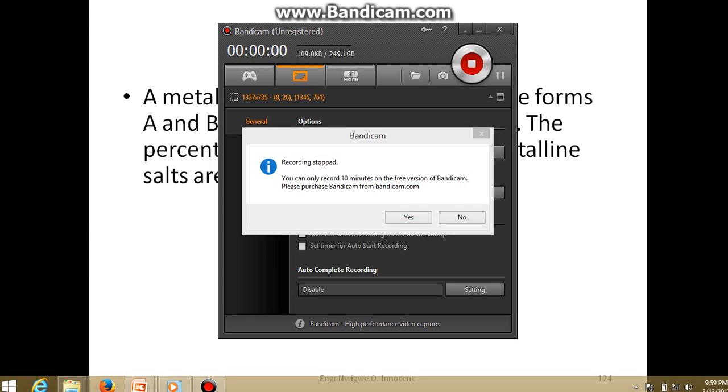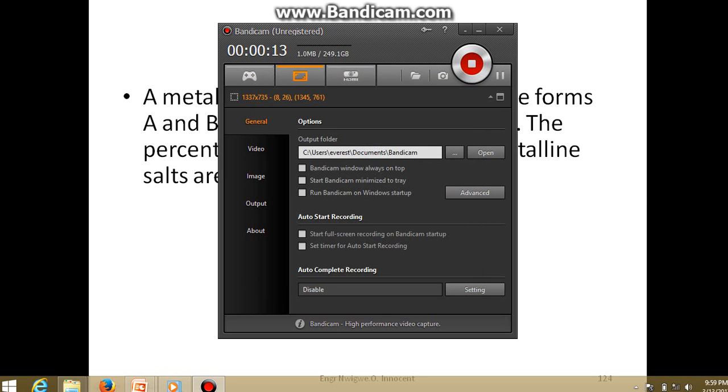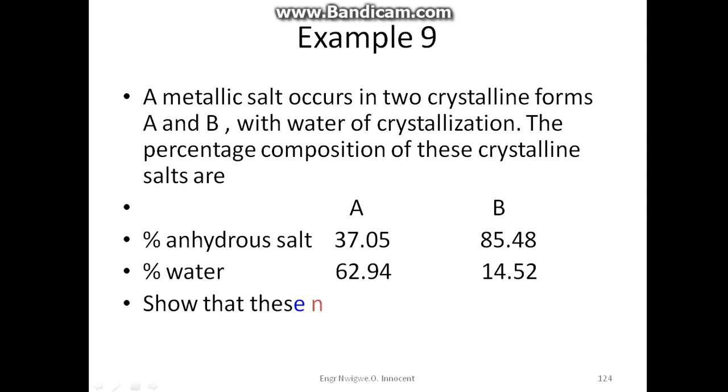Percentage of anhydrous salt A is 37.05. Percentage of anhydrous salt B is 85.48. Percentage water of A is 62.494. Percentage water of B is 14.52. Show that this number illustrates a chemical law. Solution.